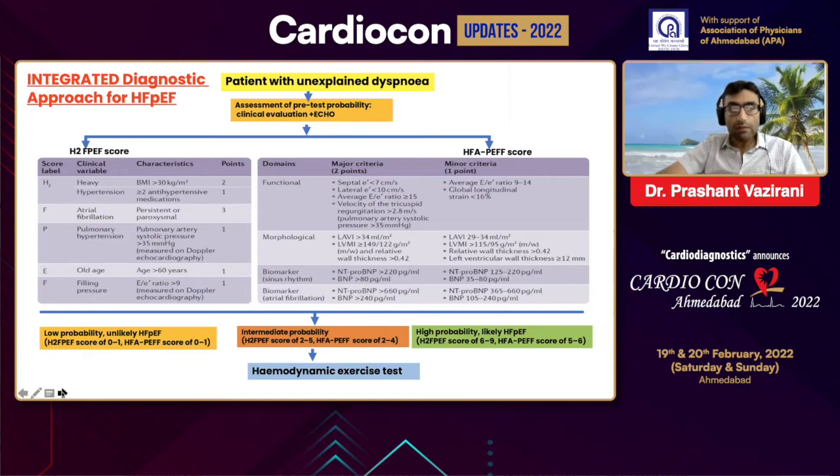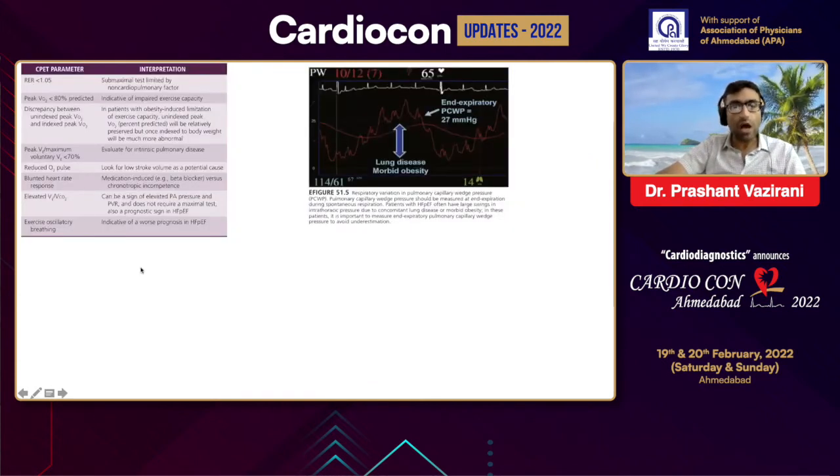Now coming to an intermediate probability hemodynamic exercise test. So how is it done? This is a CPEX, that is cardiopulmonary exercise test, in which VO2 is measured, so that we can come to know about other conditions like impaired exercise capacity, or is it obesity induced limitation, or is it intrinsic pulmonary disease, or is it low stroke volume, or is it medication induced, beta blocker versus chronotropic incompetence, or you can even prognosticate your patient of HFpEF on the basis of this VO2.